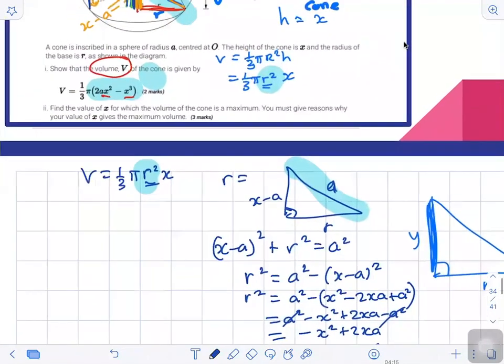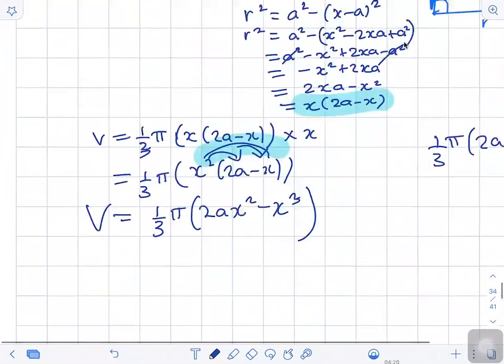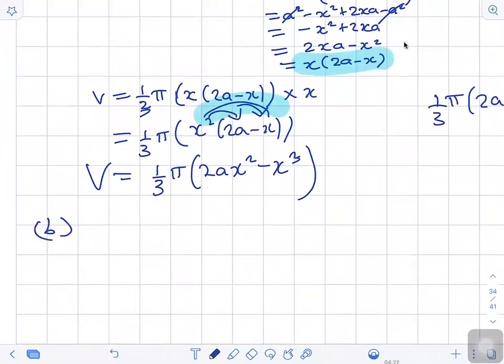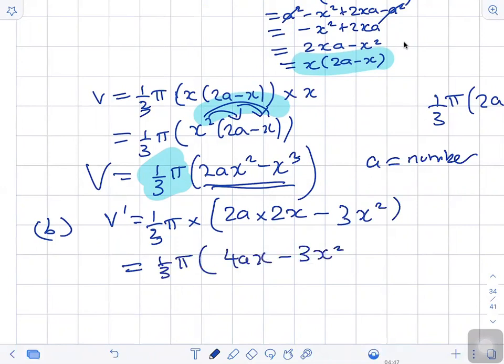So the second part says find the value of x for which the volume of the cone is a maximum. So in order to do that, we're going to have to differentiate this. So we find V dash. So remember the constant out front, you can just multiply it, so you don't have to worry about that. And just differentiating this. Remember, a is just a number or a constant. So it's 2a times 2x, because the x is the variable, minus 3x squared. So it's 1/3 pi (4ax minus 3x squared).